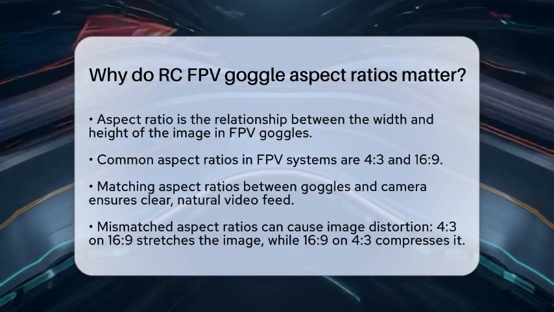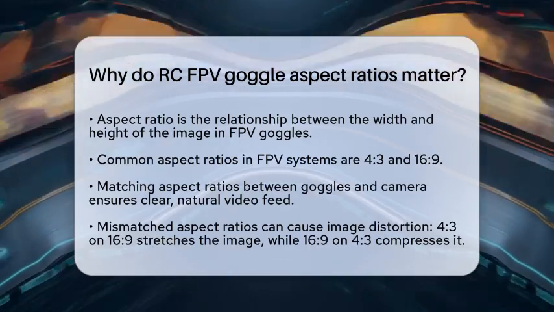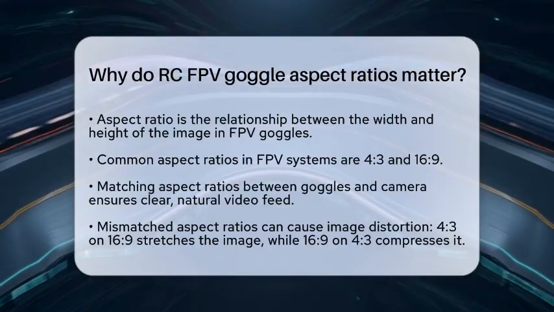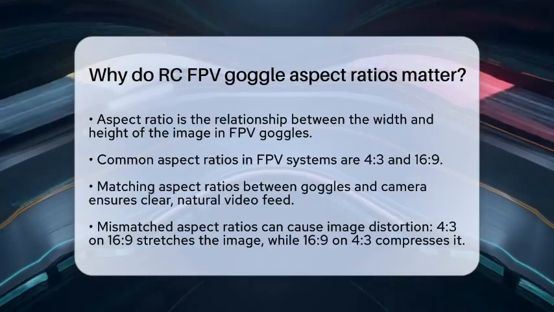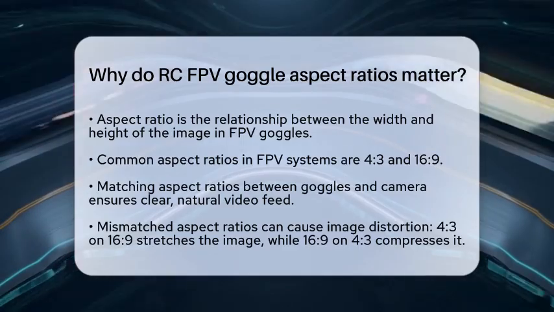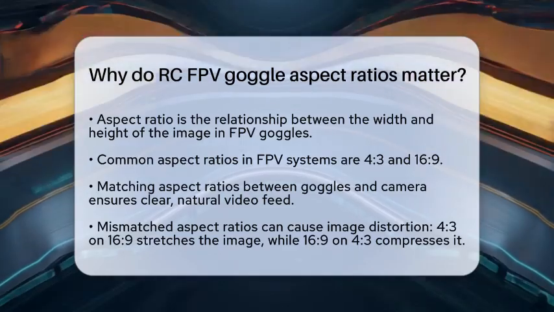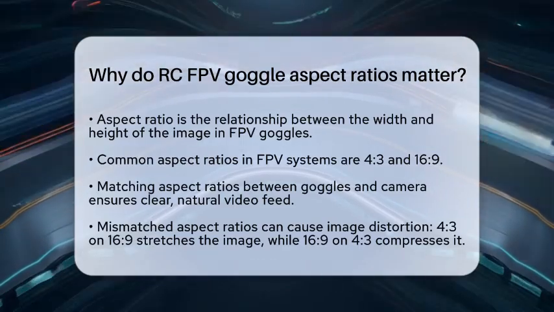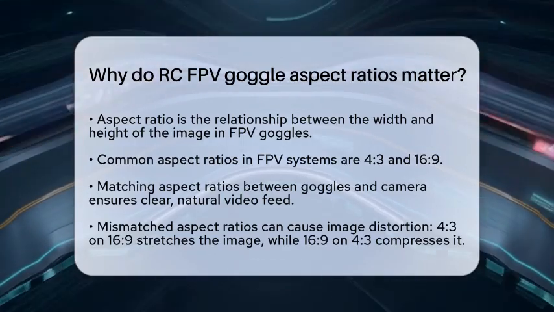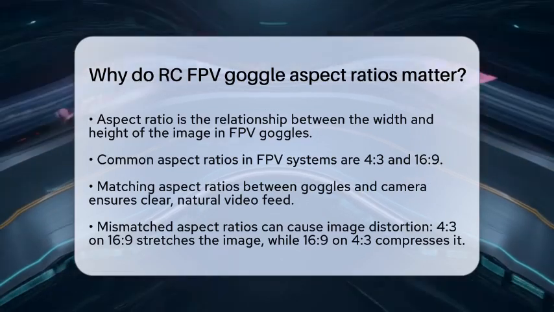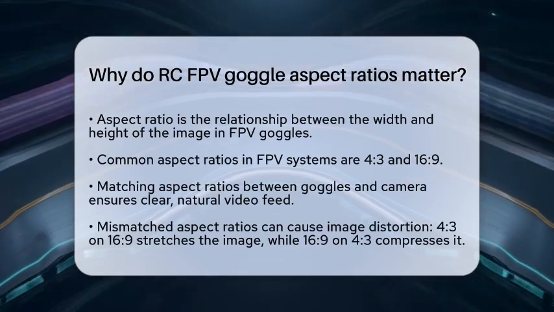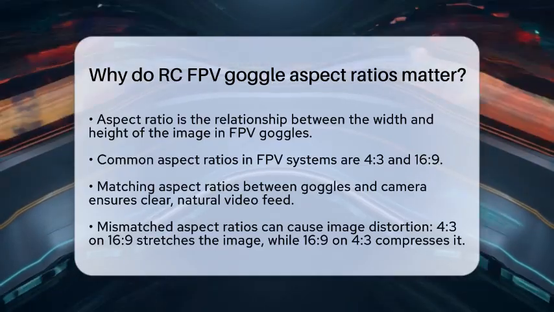The aspect ratio is the relationship between the width and height of the image displayed on your goggles. The two most common ratios in FPV systems are 4:3 and 16:9. When your goggles and camera have matching aspect ratios, the video feed looks clear and natural. But if they do not match, you may see some distortion.